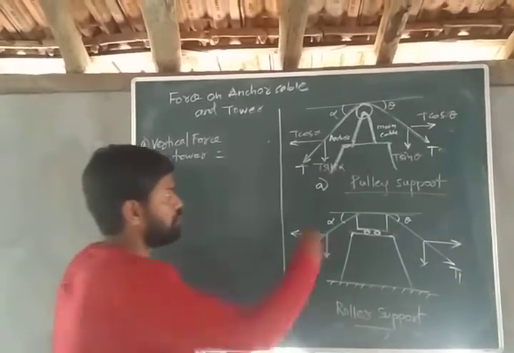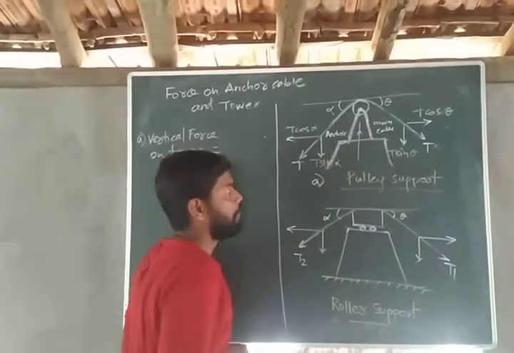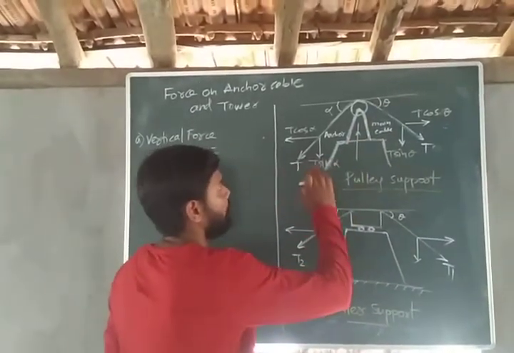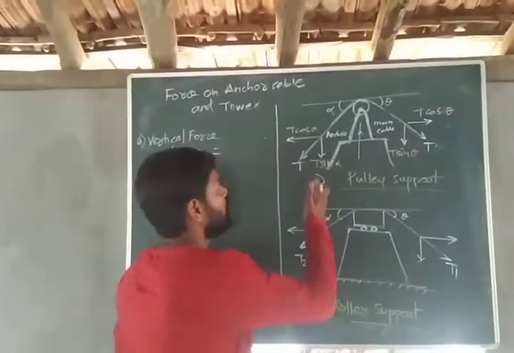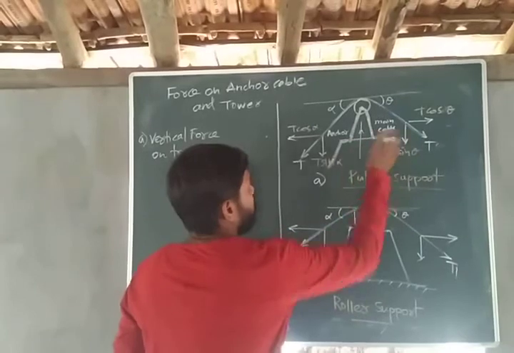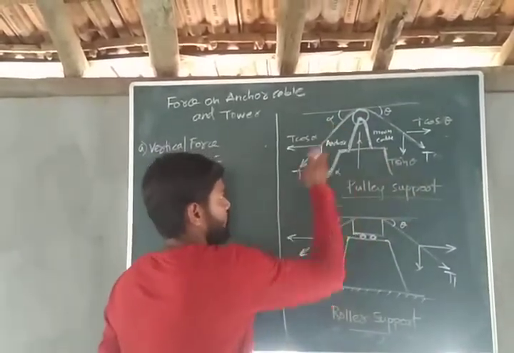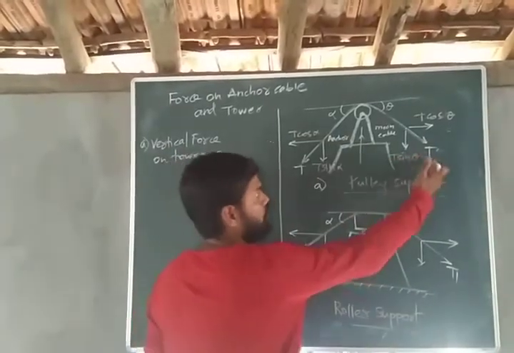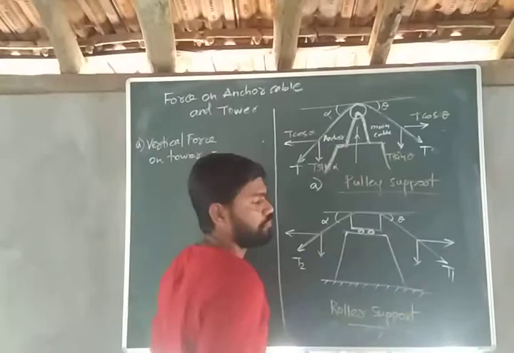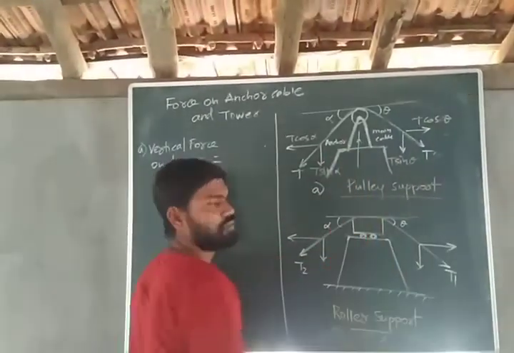See, this is the tower. Now the vertical force on the tower should be equal to the vertical component of both these forces. So this is T and its vertical component is T sine alpha. This is also T, its vertical component is T sine theta. So whatever will be the total of these vertical components, it should be the force on the tower.